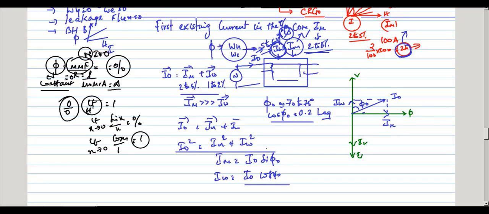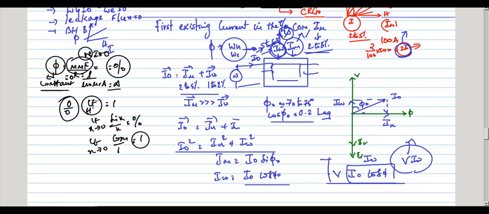Now, what is the no load power? V1 into I naught cos phi naught. V I naught cos phi naught is V into IW. So the no load power is to supply the iron losses. You can see here it is an active component.